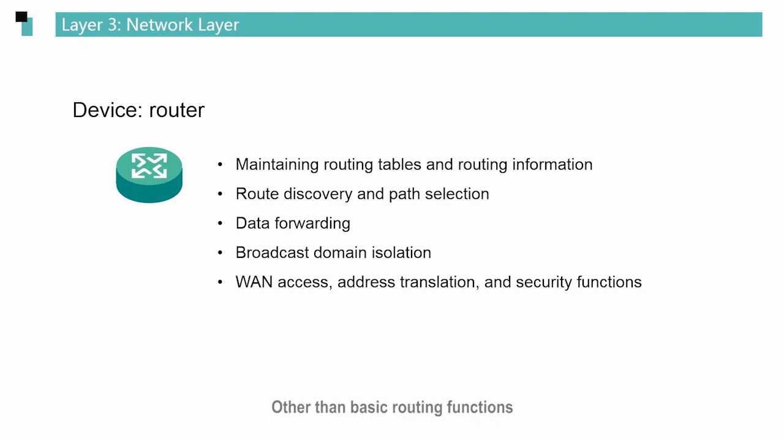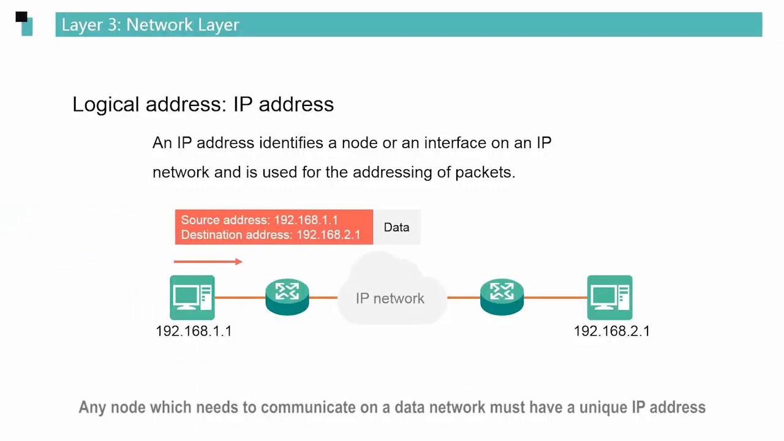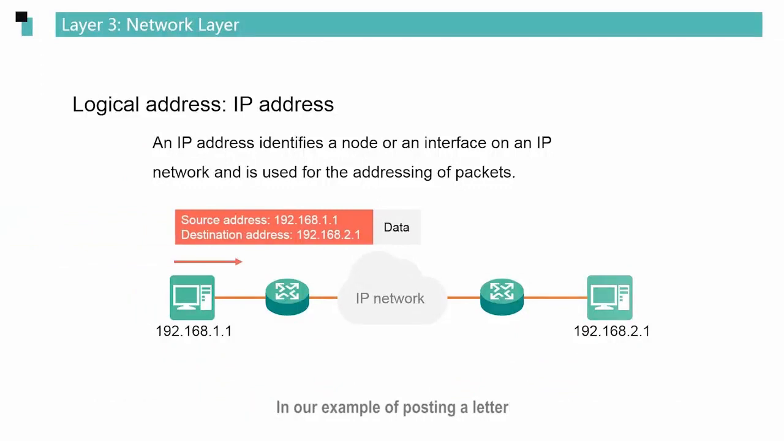Other than basic routing functions, routers can also carry out traffic management, connecting WANs and various other functions. Any node which needs to communicate on the data network must have a unique IP address. In our example of posting a letter, this is similar to the address of a house. House addresses are split up into house number, road name, city, and so on. Similarly, IP addresses are split into host, subnet, and network parts.